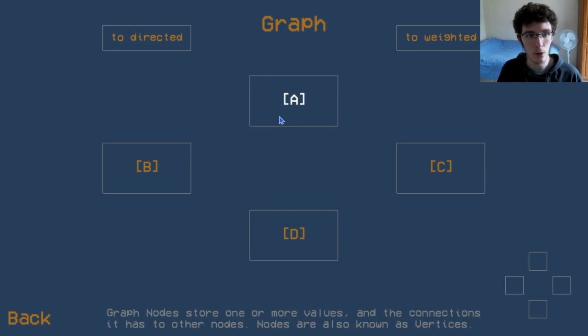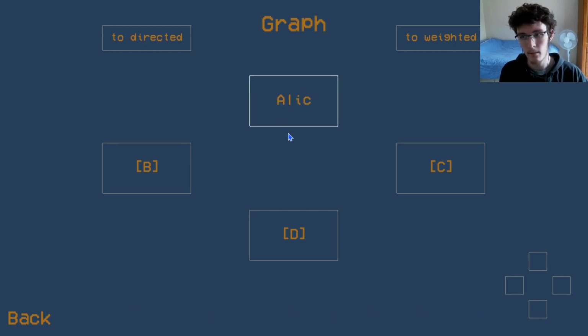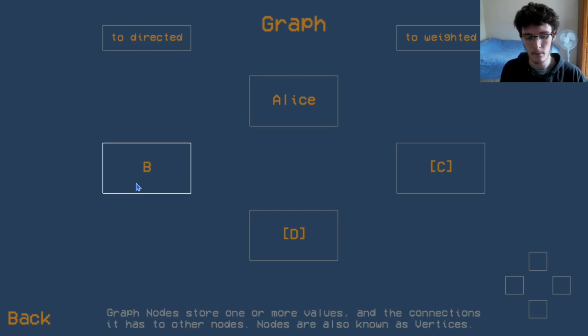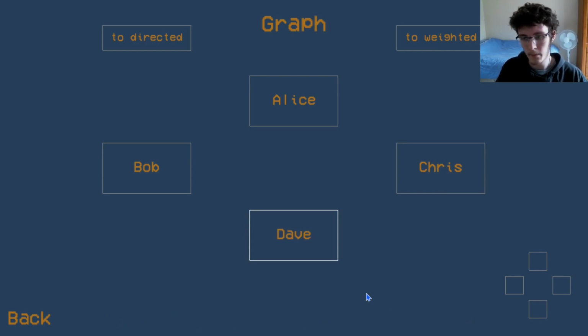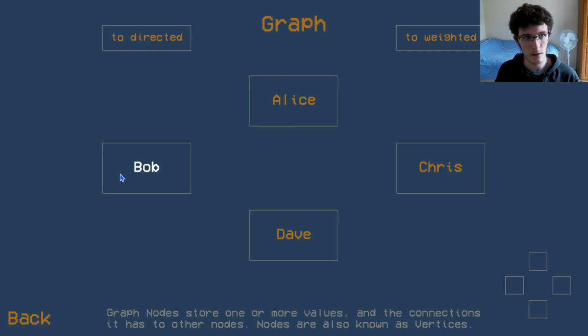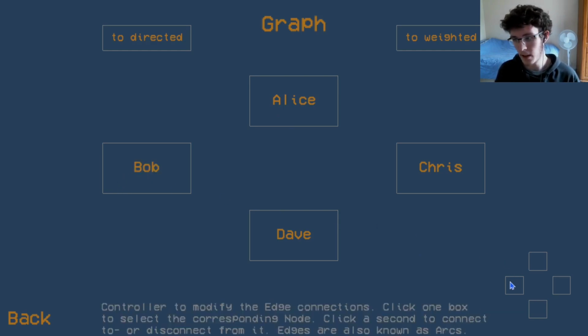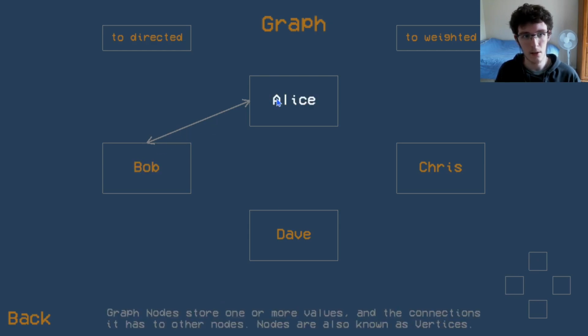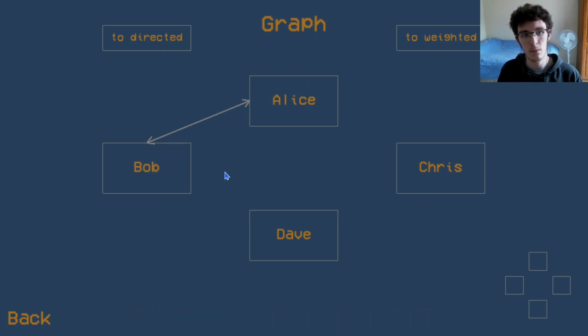If we have 4 people, let's say Alice, Bob, Chris, and Dave. And these can represent accounts on a social media platform. Well, on a lot of social media platforms, you have ideas such as friends. So Alice sends a friend request to Bob, maybe Bob accepts it, and now Alice and Bob are friends. This connection between 2 nodes in a graph is known as an edge, or sometimes an arc.